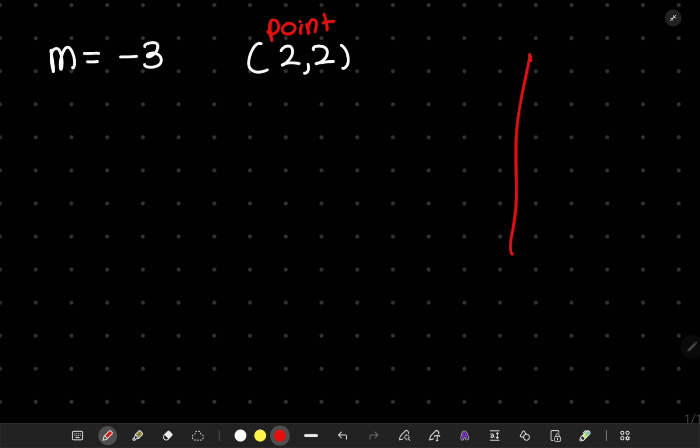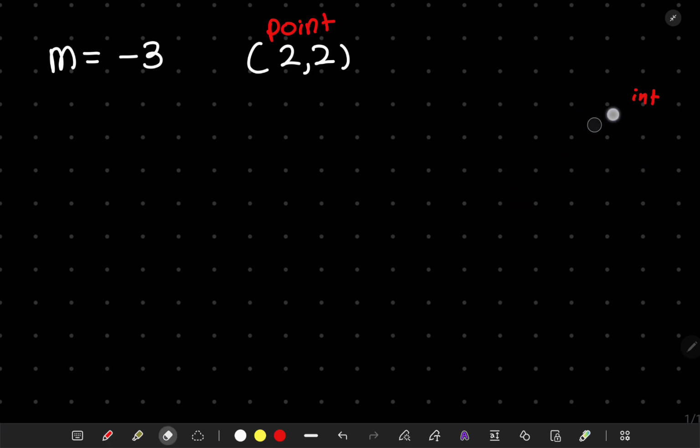But suppose I didn't have that. Suppose I only gave you this thing, m equals -3, and a point, (2, 2). This is what we call a point. What is a point? Essentially what it is that you have a graph, and here would be a point. Maybe your line goes something like this. We don't know. But essentially this is what we call a point.